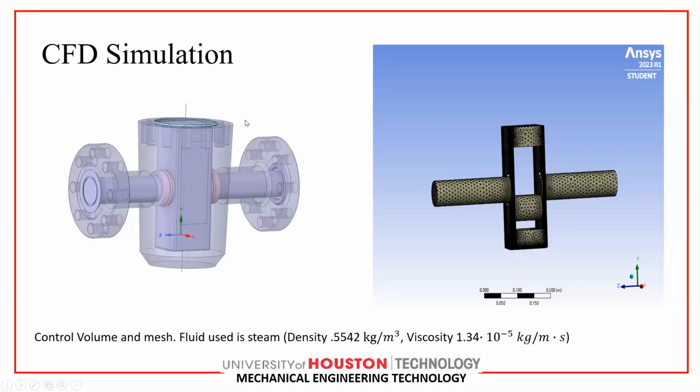This slide is about the computational fluid dynamics simulation. This is a meshing analysis on ANSYS. We use the ANSYS software to do the computational fluid dynamics. We use 4 different velocities to determine the Reynolds numbers with 2 different fluids: steam and propane. The density of the steam is equal to 0.5542 kilograms per cubic meter, and the dynamic viscosity for the steam is 1.34 times 10 to the negative 5 kilograms per meter second.